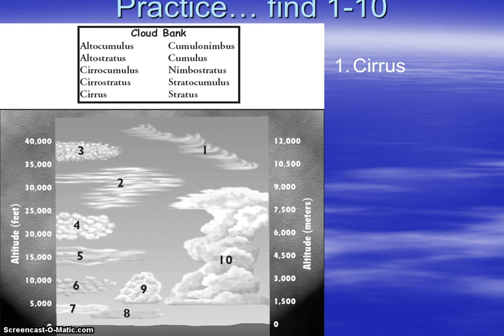So let's go through these. Number 1 is a cirrus cloud. Remember, cirrus is high up, so as you can see the altitudes listed on the side of the graph on the picture, you can see that cirrus is a very high cloud, and it has that hooked, wispy end. You can kind of see how the wind is blowing up there by their shape.